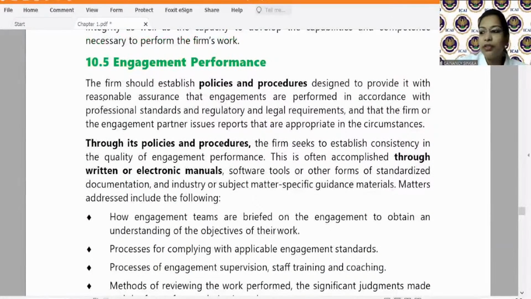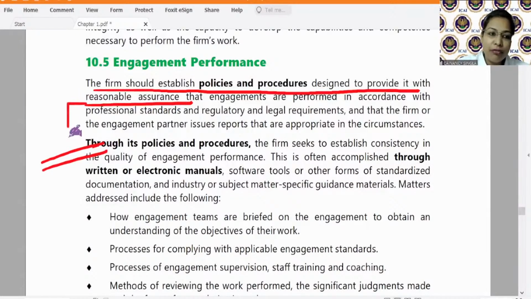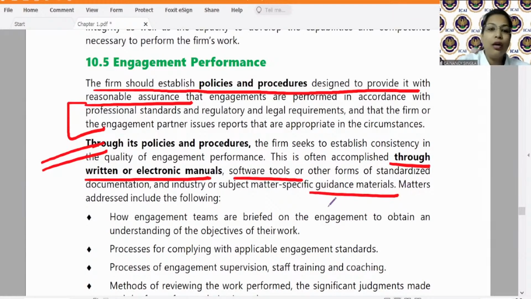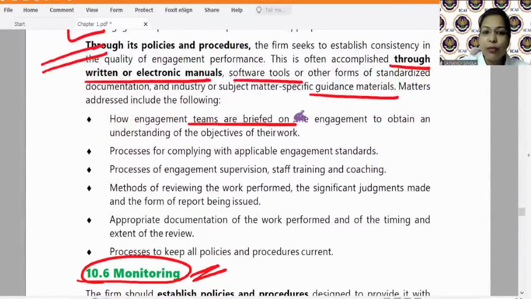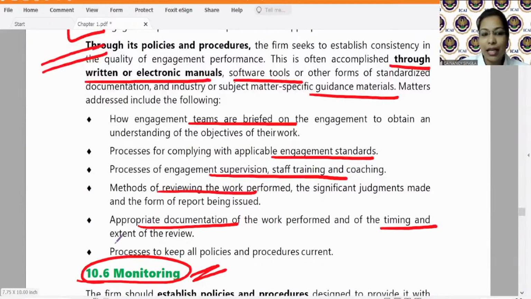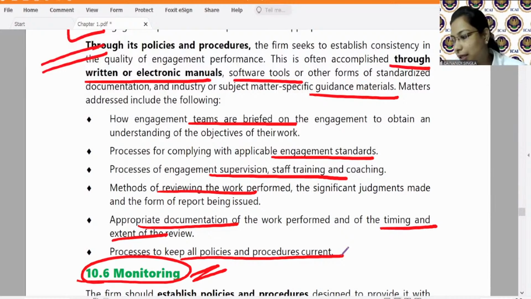So for engagement performance, for all those who are saying ma'am how to write, so see ये line सब जगह same है, be smart learners ना, है ना। तो यहाँ पर मेन वो क्या है कि प्रोफेशनल स्टैंडर्ड्स, लीगल रिक्वायरमेंट्स कंप्लाई हो रहे हैं या नहीं, एंड एप्रोप्रिएट रिपोर्ट आ रहा है या नहीं। उसके लिए क्या करना है, आपको कुछ मैनुअल्स दोगे आप टीम को, कुछ सॉफ्टवेयर टूल्स दोगे ना, कुछ गाइडेंस मटेरियल दोगे ना, उससे क्या पता चलेगा, फॉर एग्जाम्पल सीए को पता चलेगा कि टीम को कैसे ब्रीफिंग करनी है, कैसे एप्लीकेबल एंगेजमेंट स्टैंडर्ड से कंप्लाई करना है, कैसे सुपरविजन, ट्रेनिंग करना है, कैसे रिव्यू करना है, डॉक्यूमेंटेशन करना है, टाइम एंड एक्सटेंट, एंड कैसे आपको अपडेटेड रखता है। हाँ, तो फिर steps will be taken in order to rectify it.